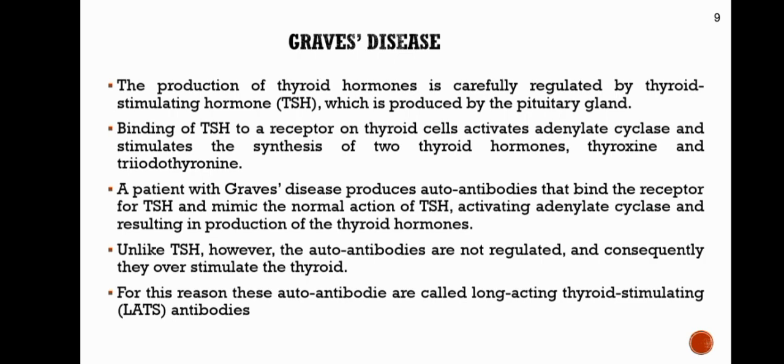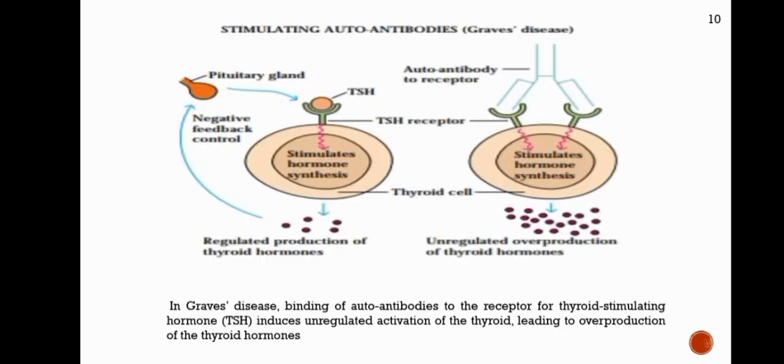Unlike TSH, however, the autoantibodies are not regulated and consequently they overstimulate the thyroid. For this reason, these autoantibodies are called long-acting thyroid stimulating antibodies. The diagrammatic representation is shown here. In Graves' disease, binding of autoantibodies to the receptor for thyroid stimulating hormone induces unregulated activation of the thyroid, leading to overproduction of the thyroid hormones.